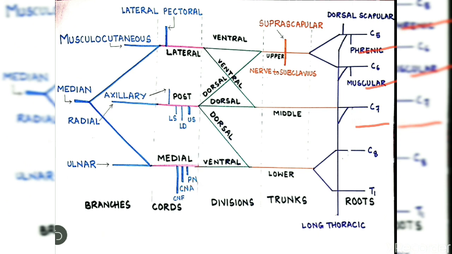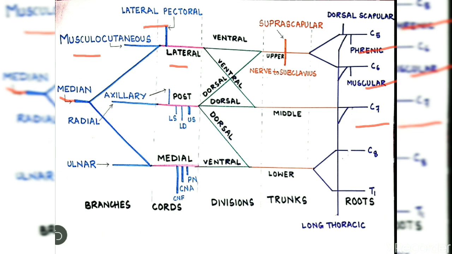Okay, the lateral cord is made up of the ventral division of the upper and middle trunk. The medial cord is made up of the ventral division of the lower trunk, and the posterior cord is made up of all the dorsal divisions of the upper, middle and lower trunk. Now the lateral cord will give 3 branches of nerve. They are the lateral pectoral nerve, the musculocutaneous nerve and the lateral root of the median nerve.